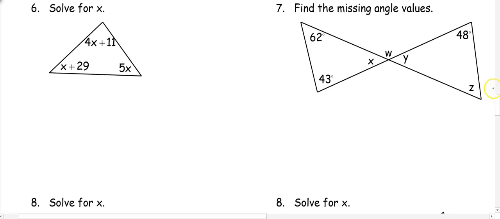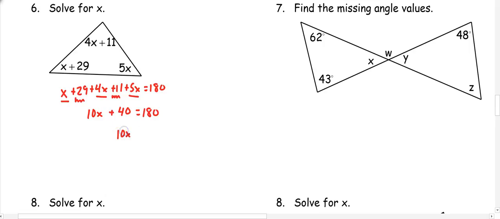So in number 6, we're going to add all of our angles together and set it equal to 180 degrees. When I combine like terms, I have x plus 4x plus 5x, which gets us 10x, and I have 29 plus 11, which gets us 40, equals 180. So we're going to subtract 40 from both sides and then divide by 10, and x is 14.